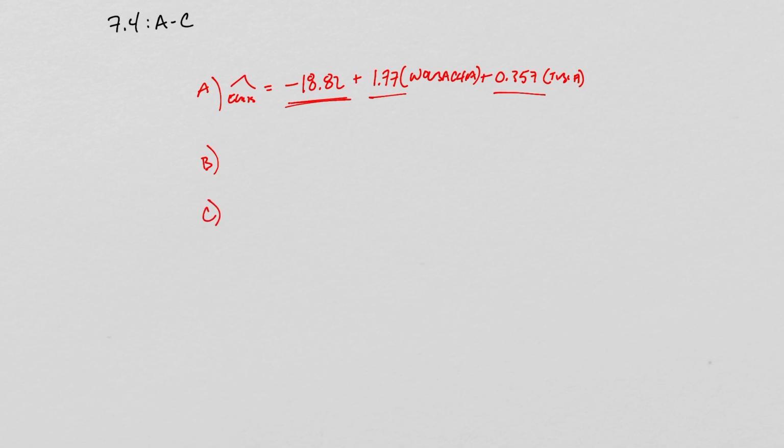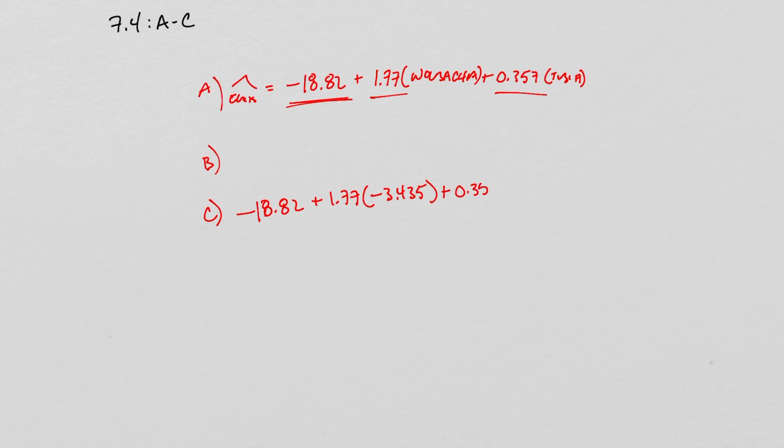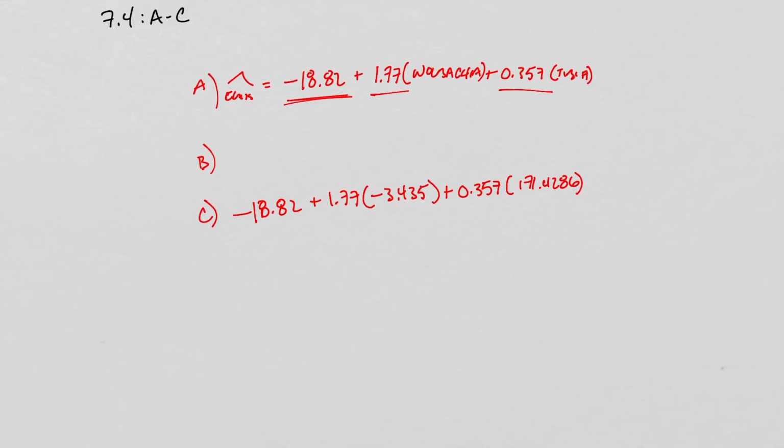And then finally C, it goes a little bit like this: negative 18.82, right, plus 1.77 with the Wolbachia value of 3.435 negative, plus 0.357 times 171.4286. And the answer for all of this is about 36 eggs.